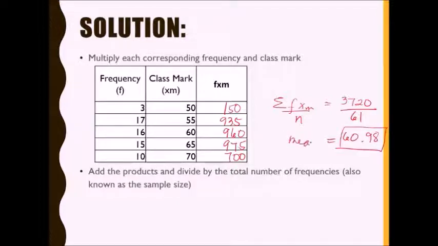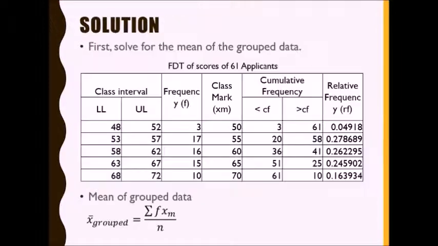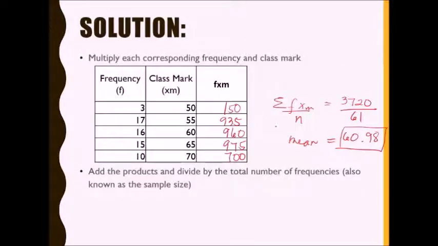Since our given is a population, why did we consider it a population? Say you have 61 applicants and you consider all of their scores. So it is a population. The sign we will use for the mean is this one. It looks like a u, but also like the letter R. It's mu.